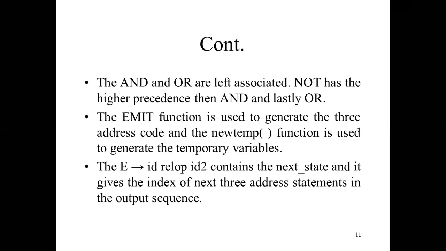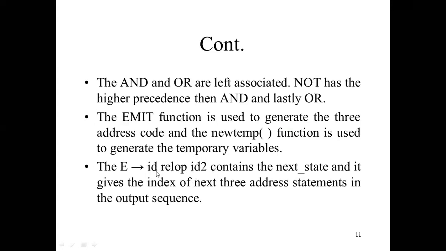So the third point here is E → id1 relop id2. Here it will contain the next state and it gives the index of the next three-address statements in the output sequence. So if we form this expression with the help of id1, a relational operator, and id2, it may be id1. If we are using the initial id and then id1, then id2, we are going to combine this id with id2, that is the third identifier.